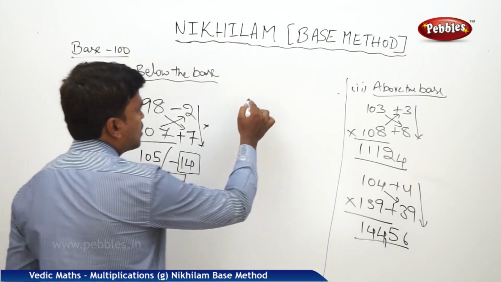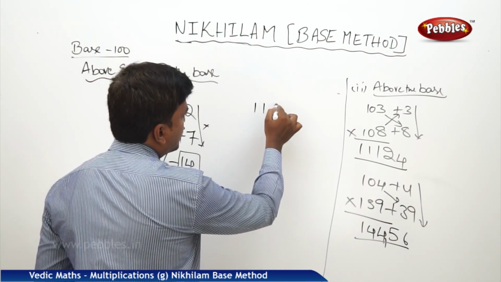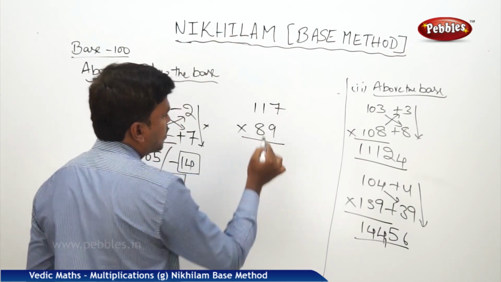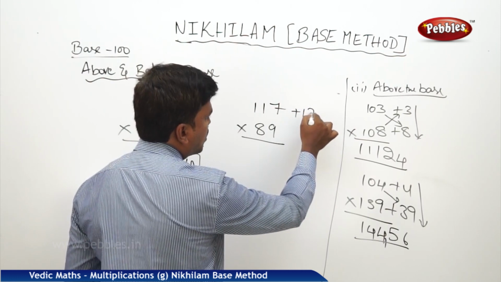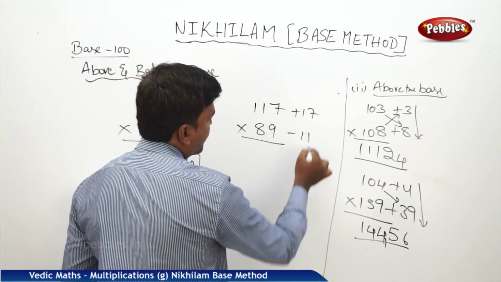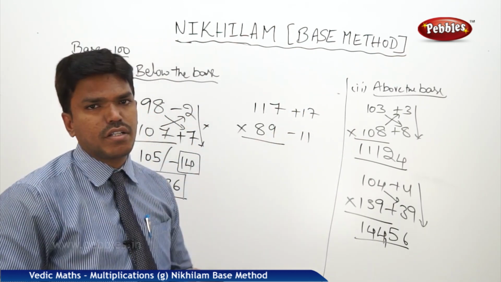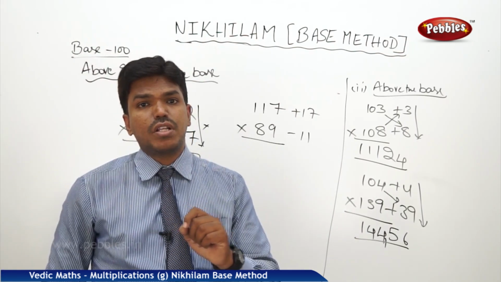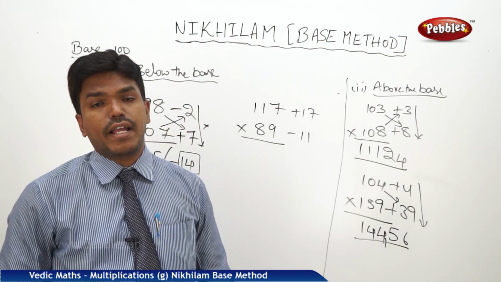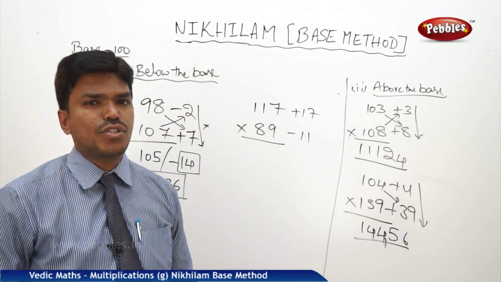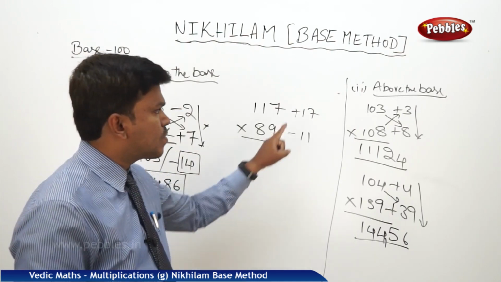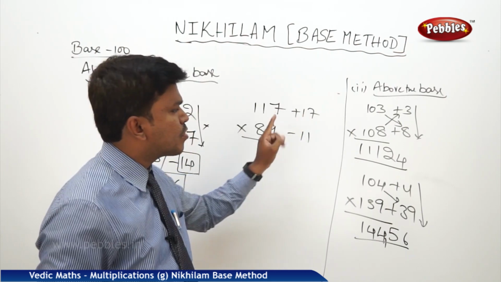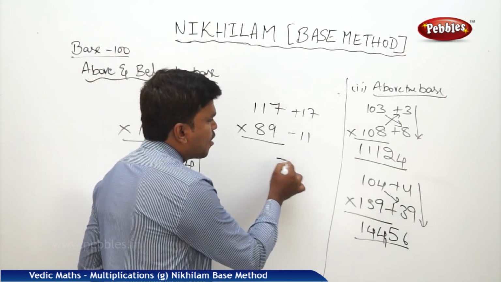One more example. Suppose I want to multiply 117 into 89. So this is plus 17 and this is minus 11. So 17 into 11. What is 17 into 11? We already discussed the 11's multiplication in the x into 1 series, so it is easy to recollect that one. So 17 into 11, the answer is 7, 1 plus 1, 8, 1. So the answer is 187, but with a minus symbol.